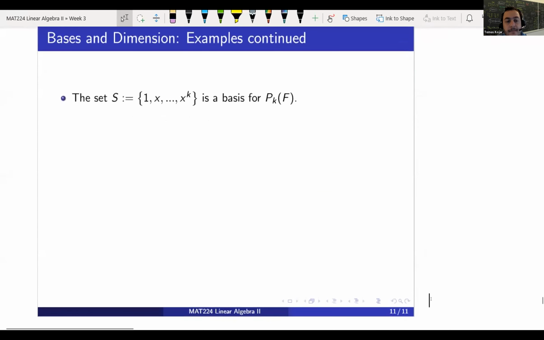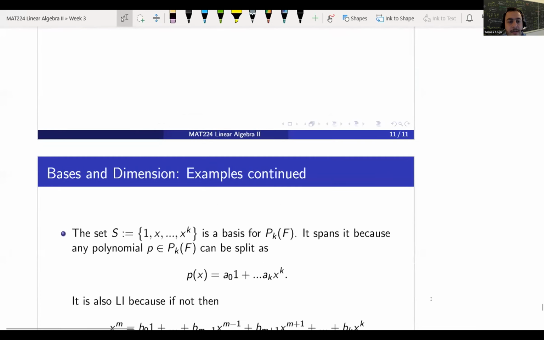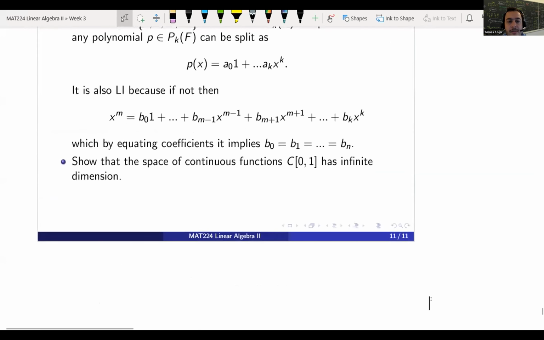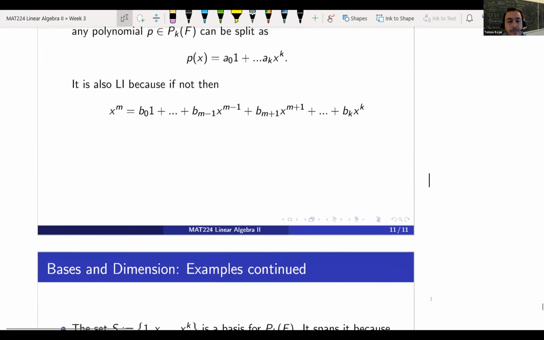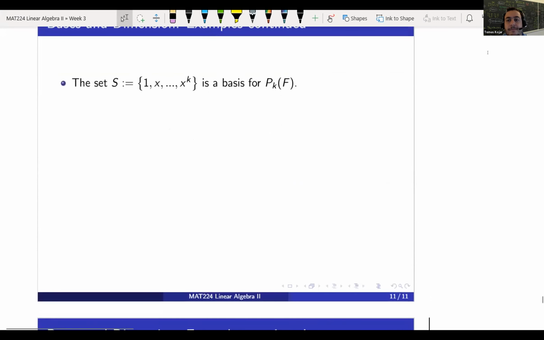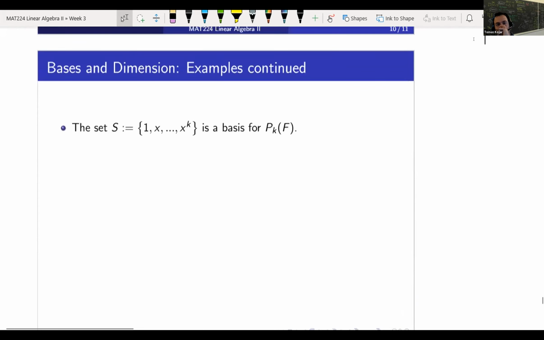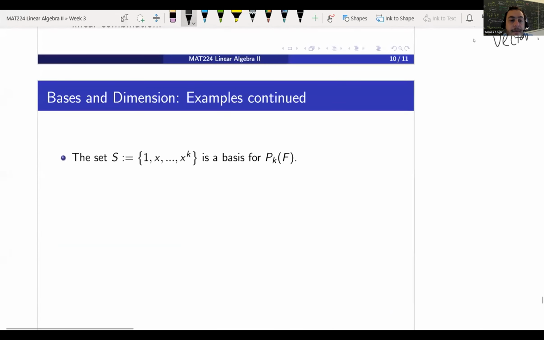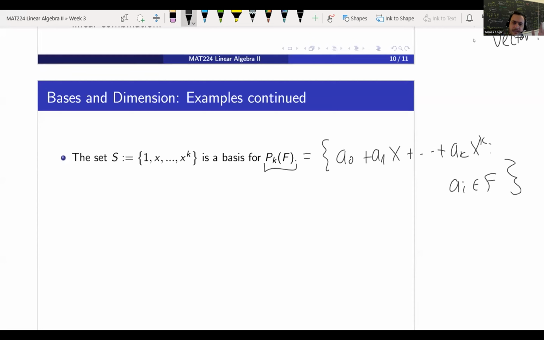Okay. So here I have a bunch of examples. And so I have the polynomials, and so let's go through some of these examples. Here's the first one. So the set S is a basis for the space of polynomials. So these guys were a0, a1 x, all the way to ak x^k, where you take ai from the field. And x is fixed, so it's a fixed variable.